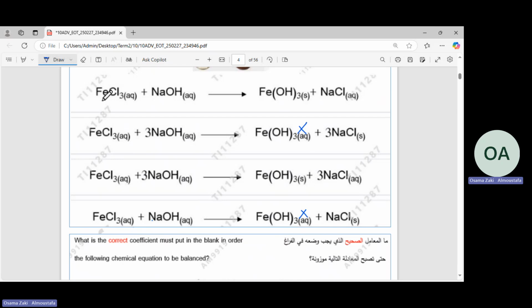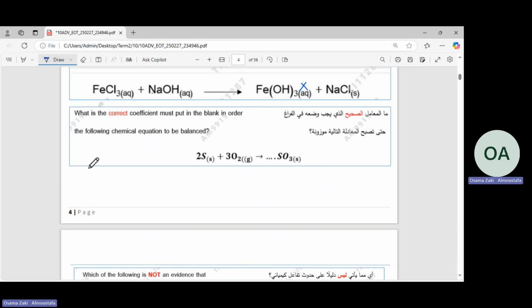Here we have FeCl3. Okay. So we have Fe and Fe, 1 and 1. Cl3 and Cl here is 1. So this one is not correct. Yeah, this one is not correct. Let's check here. Fe1, Fe1, Cl3, 3Cl, 3Na, we have 3Na, 3O and 3H, 3O and 3H. So this is the correct answer.